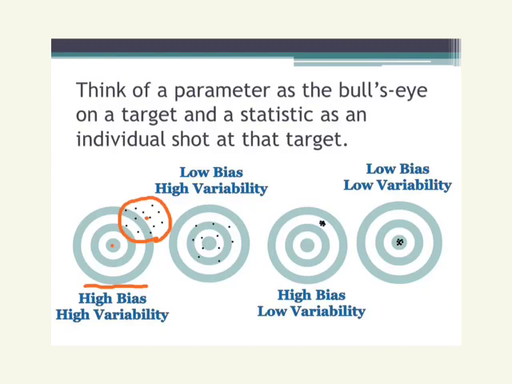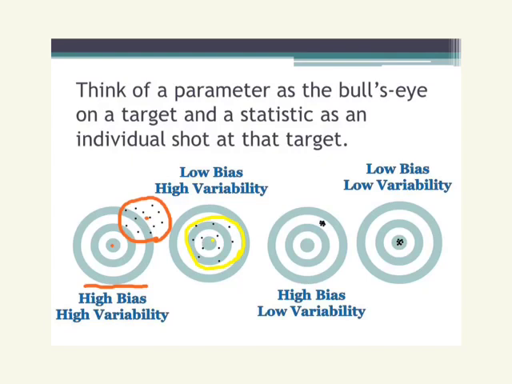In my second target, we see the idea of low bias and high variability. Again, the shots are still spread out, but if I were to find the center of those shots, the center would hit my bullseye. So, yes, they're spread out, but even within their spread, they're close to approximating the center of the bullseye when I look at them as a group. So low bias, high variability.